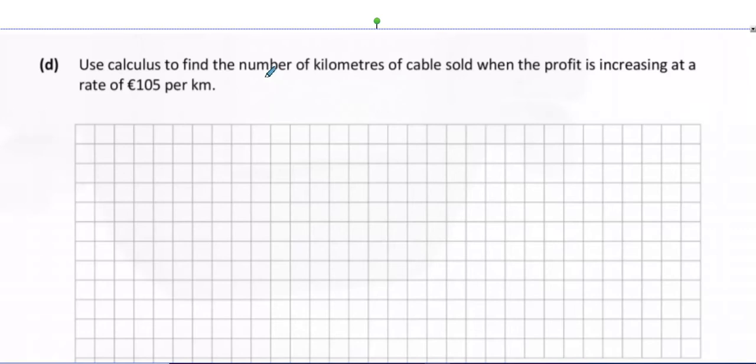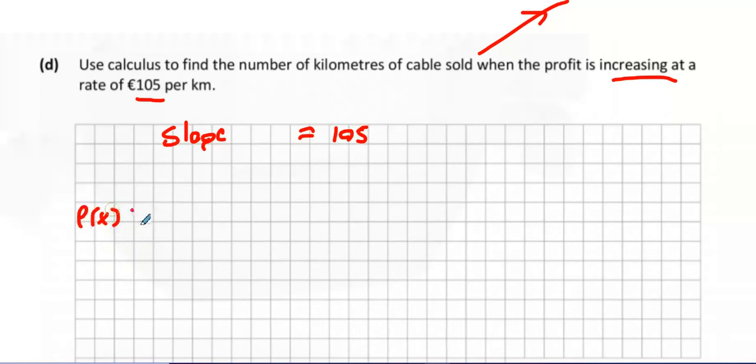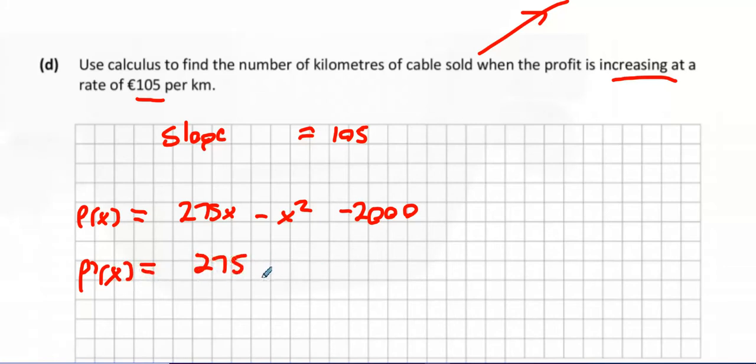Okay, next question is, use calculus to find the number of kilometers of cable sold when the profit is increasing at a rate of 105 euro per kilometer. Now, when you see the word increasing, it means a positive slope. So your slope is actually equal to 105. Your function is 275x, take away x squared, take away 2000. Remember, for these things, guys, your first derivative is the slope. So first derivative is 275 minus 2x, and that equals 105.